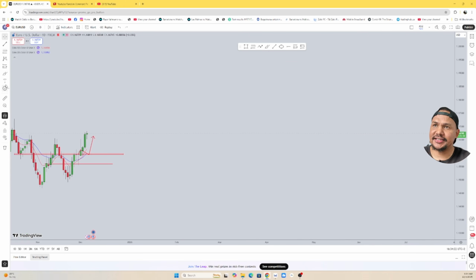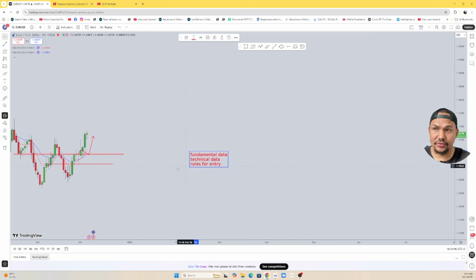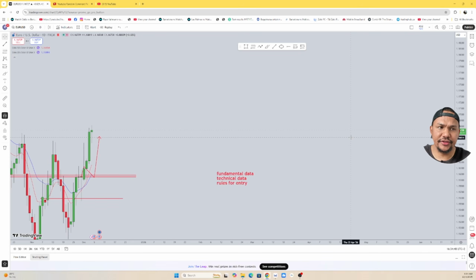Okay, so these indicators we use in confluence with fundamental data, fundamental information, and technical data. Then when we talk about rules for entry, that's when we basically pull out these indicators. Now, there are a couple of rules that you need to follow when you do this, and I'm not going to go over the previous video that I've done, because if you've watched that video, you would know exactly what this is going to be about.